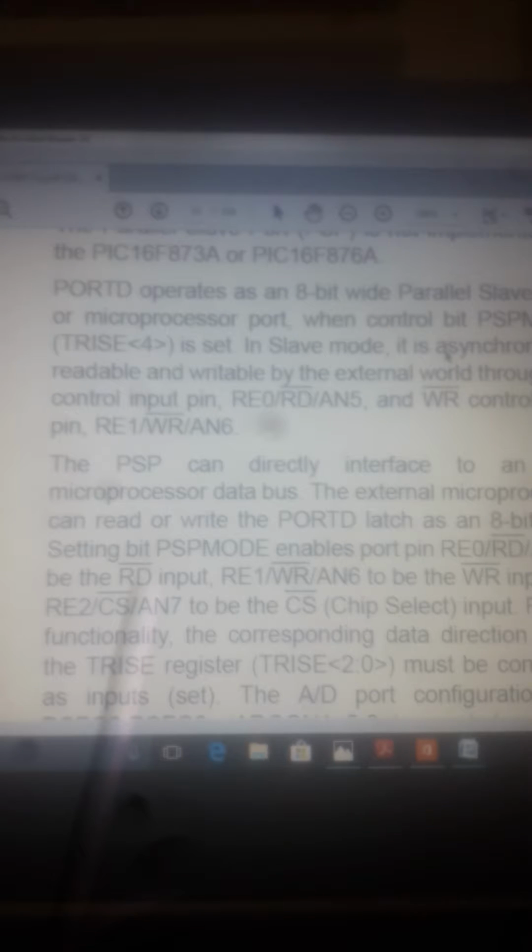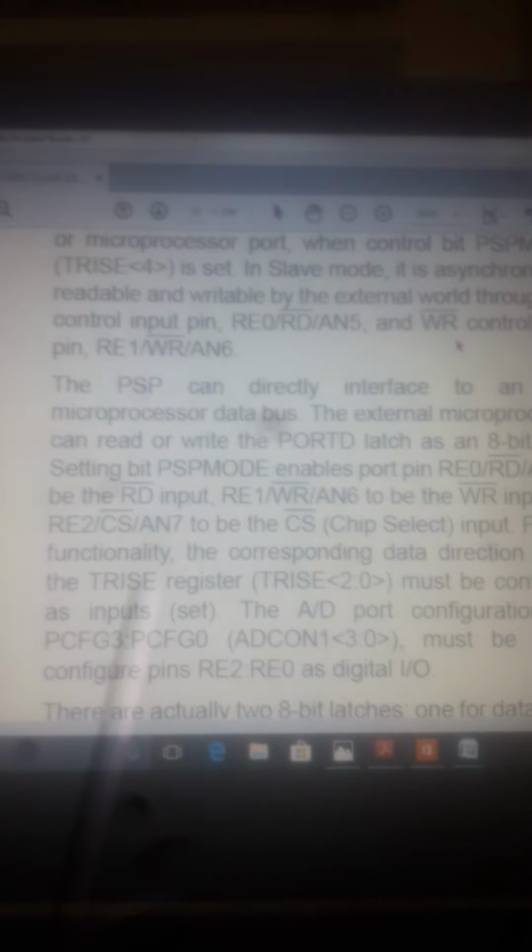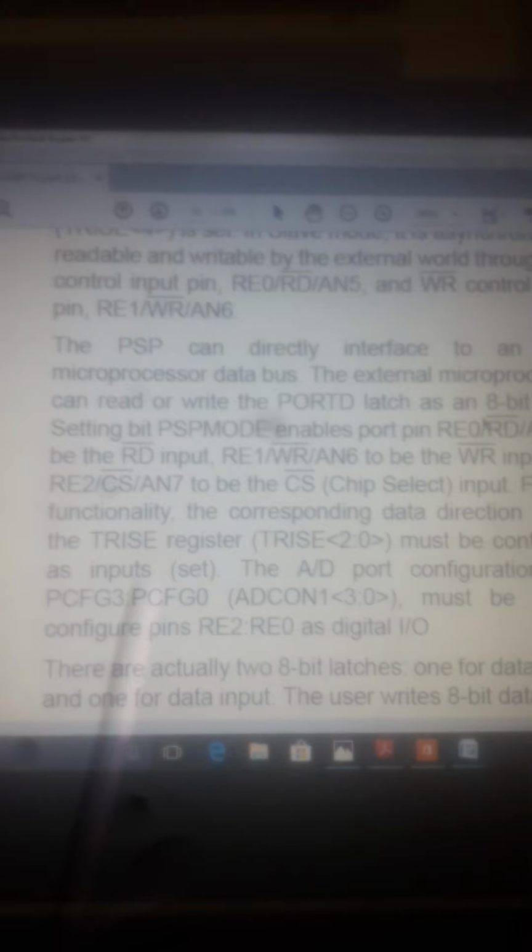Setting bit PSPMODE enables port pin RE0 read bar to be the read input, RE1 write bar to be the write input, and RE2 to be chip select. The corresponding data direction bits of the TRISE register must be configured as inputs. You should set the A/D port configuration bits PCFG3, PCFG1, PCFG0 of ADCON1 to configure pins RE2 to RE0 as digital I/O, because we are transmitting the data in parallel; parallel is digital only.